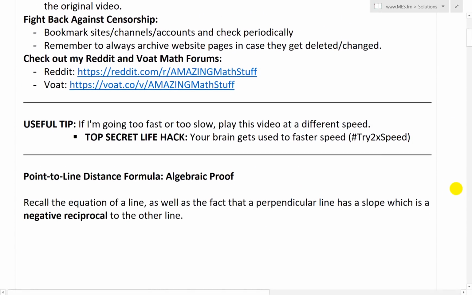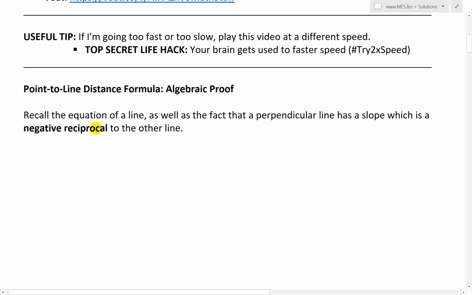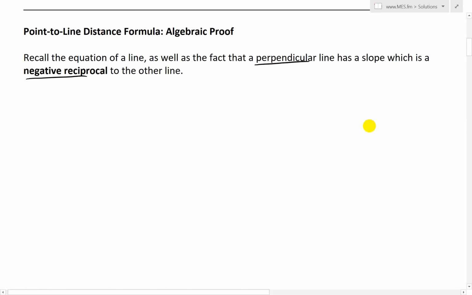Now before I get to that specific proof, first what I want to do is recall the equation of a line, as well as the fact that a perpendicular line has a slope which is a negative reciprocal to the other line. And I've gone over this in my earlier video on negative reciprocals, and you can see that in my earlier video for more detail.